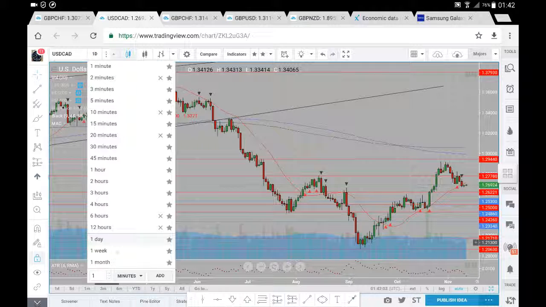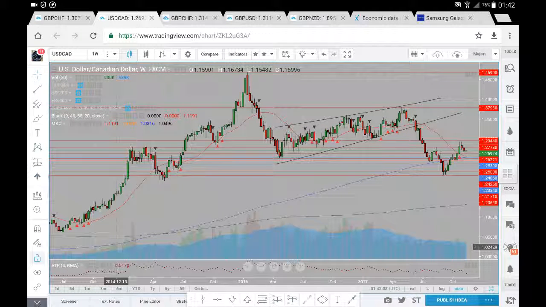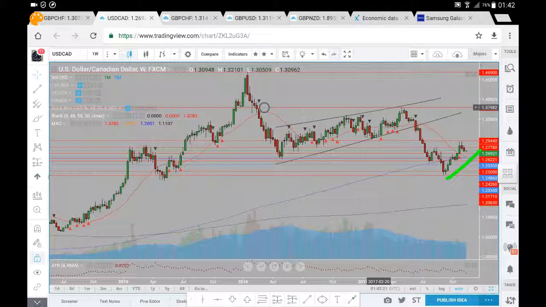Now, let's just have a look at the weekly time frame. Here on this weekly time frame, we can see that we're in, let's go to the pen, a very strong uptrend. We've had two pullbacks so far. From these two pullbacks, I'm expecting to see a bull flag break and move towards the mid 130s.